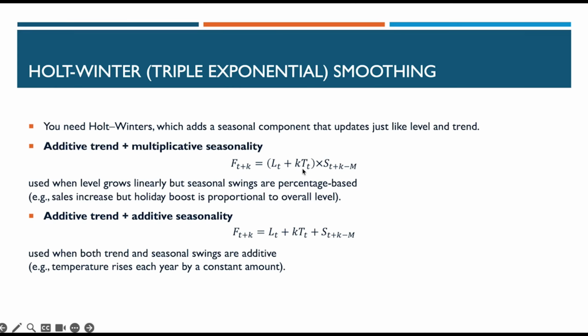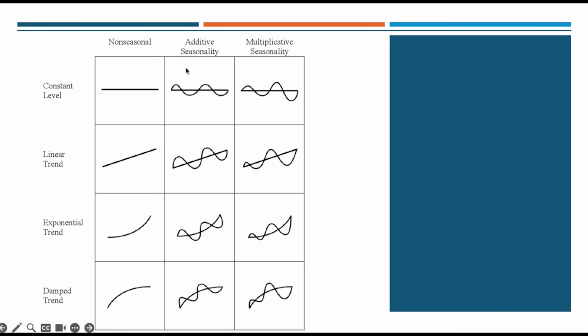Additive trend: we add the trend to the level, then we multiply by the seasonality. In this case, we add the trend to the level, and we add the seasonality to them. So we have additive in all the ways here: level plus trend plus seasonality. Level plus trend times seasonality, okay, not the periods. These are just examples about additive seasonality and multiplicative seasonality, and we talked about this one at the beginning.